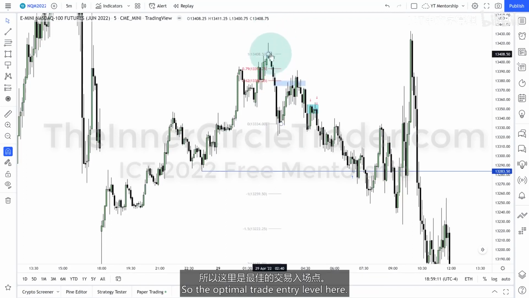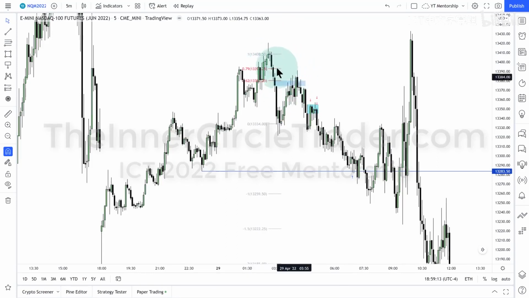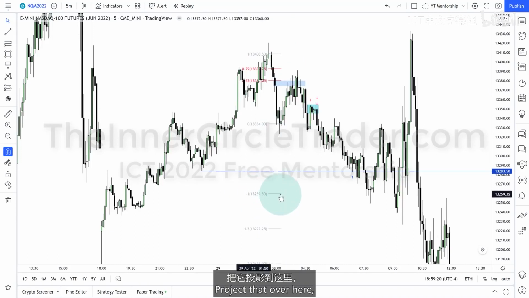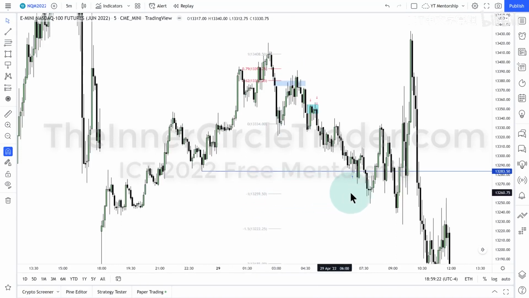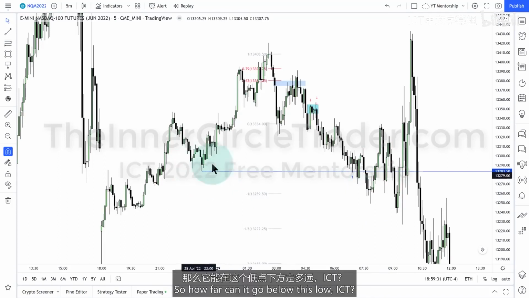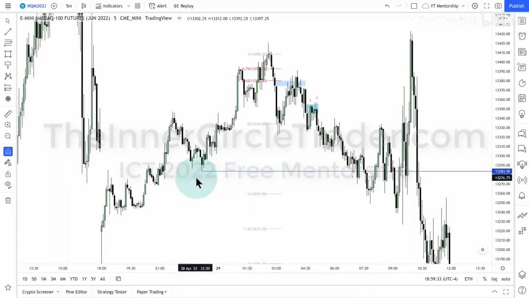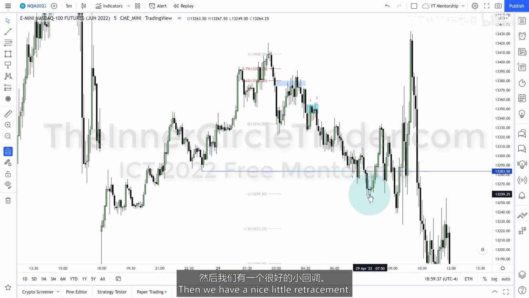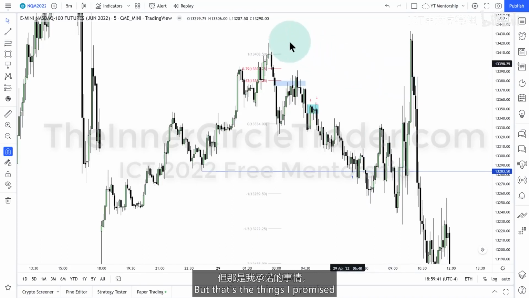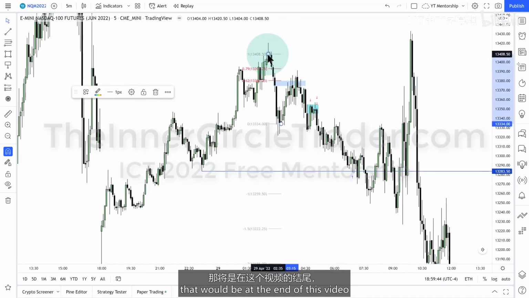So the optimal trade entry level here. Now if we start looking at the projections down here, we have one standard deviation down here. Project that over here. Boom. See that? It hits it, and then we have a nice retracement up. So this is a good area to take profits, and it's also below the low. So how far can it go below this low, ICT? Well, there's a standard deviation right there, and it does so handsomely. Then we have a nice little retracement. Then it gets wild right before the opening. Okay, but that's the things I promised would be at the end of this video.